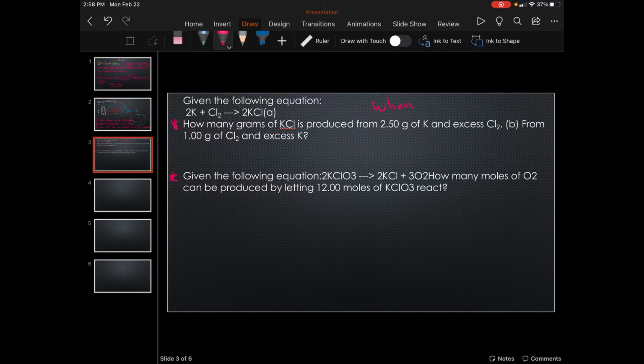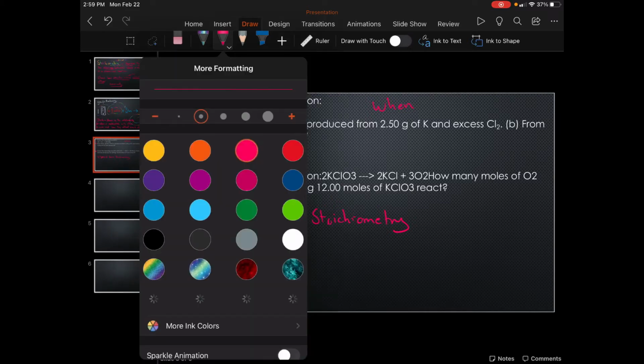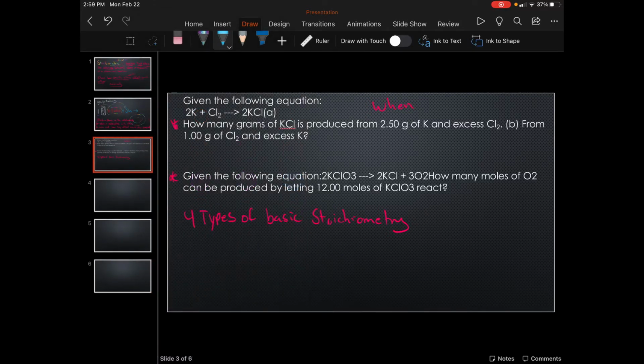Let me start off by saying that there are four types of basic stoichiometry. The first type is going to be, and let's make it blue like this, basically mass to mass stoichiometry. And remember, mass is measured in grams.